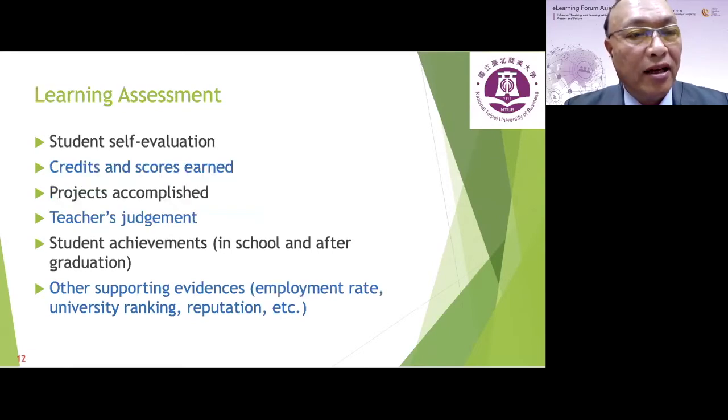Next slide, please. For the student learning assessment, we also have student self-evaluation. Students need to fill in a self-evaluation form for their study. Also, we can see from the credits or scores earned by the student and the projects accomplished by the students. Teachers can also evaluate the effectiveness of students' learning. We can see students' achievement, whether in school or after graduation. There is other supporting evidence, such as the employment rate after graduation, or the university ranking or reputation. Next slide.